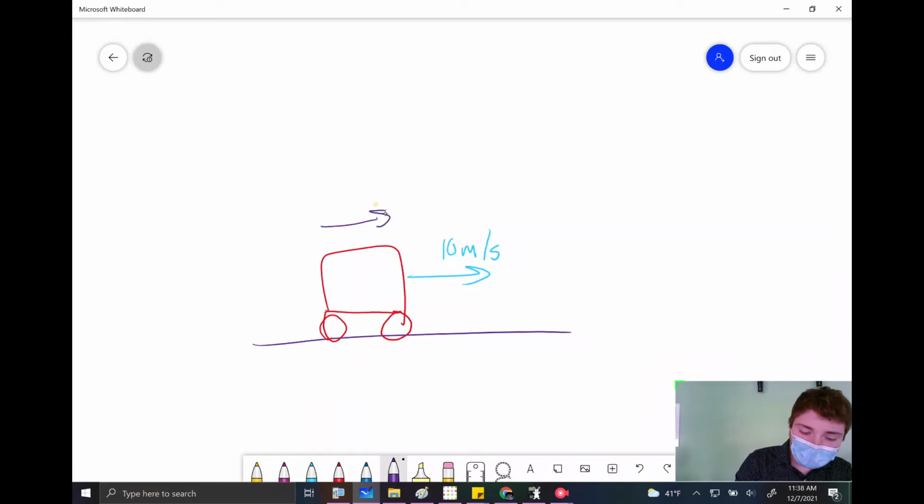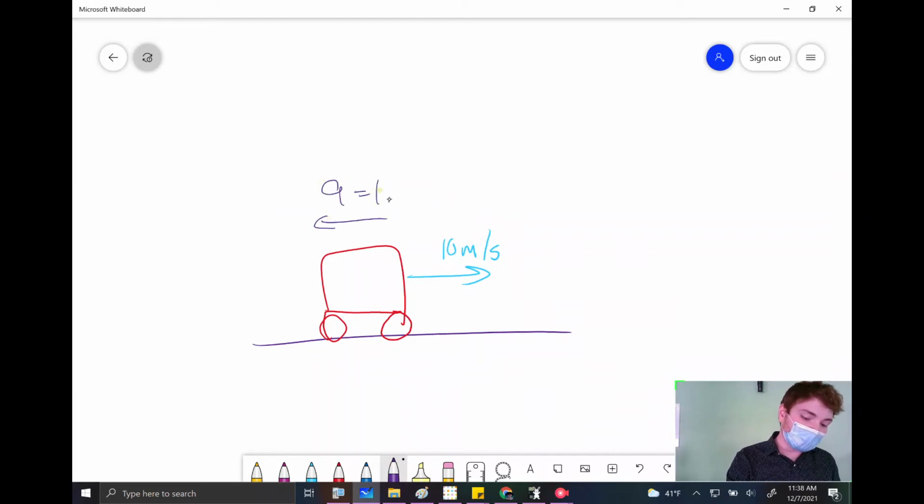Because if I accelerate to the right, that means I'm just going to get faster and faster and faster. Let's say you have an acceleration to the right of 1 meter per second squared. That means every single second that passes, your velocity is getting bigger to the right by 1 meter per second. We don't want that. We don't want to be going faster. We want to do the opposite. We want to go slower.